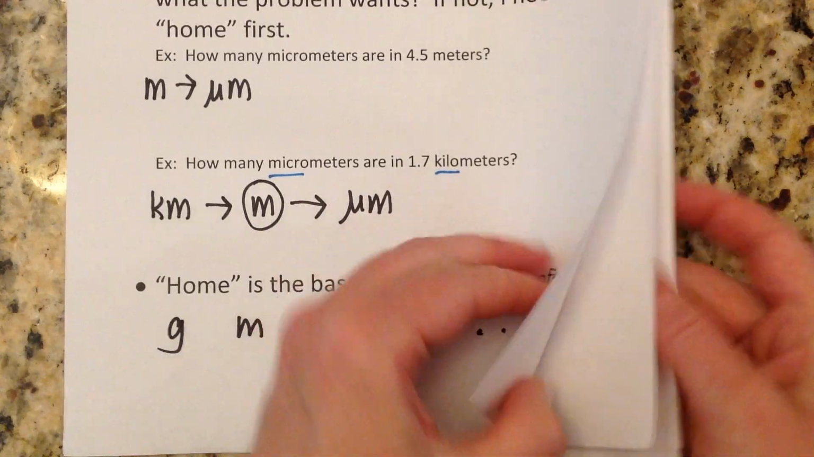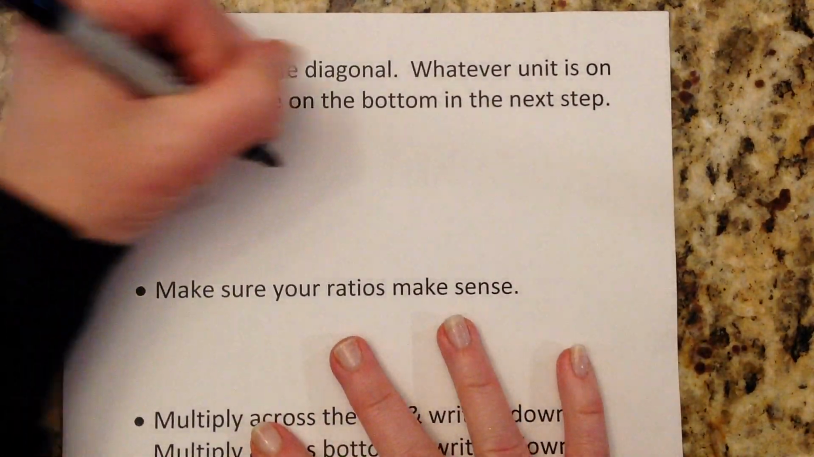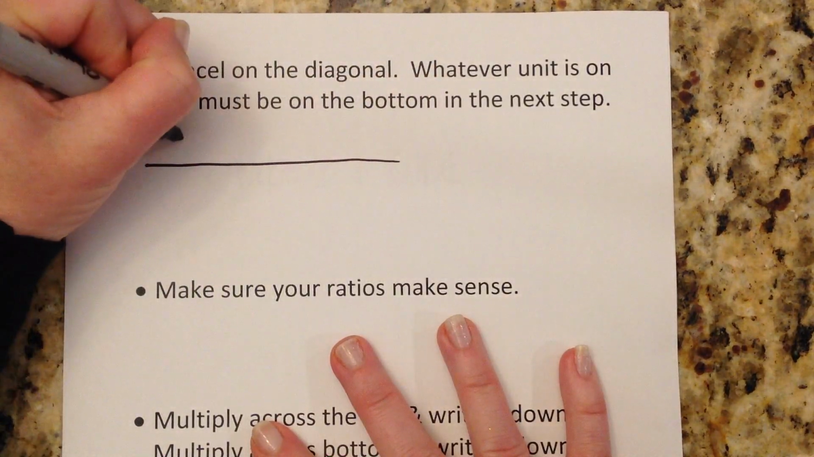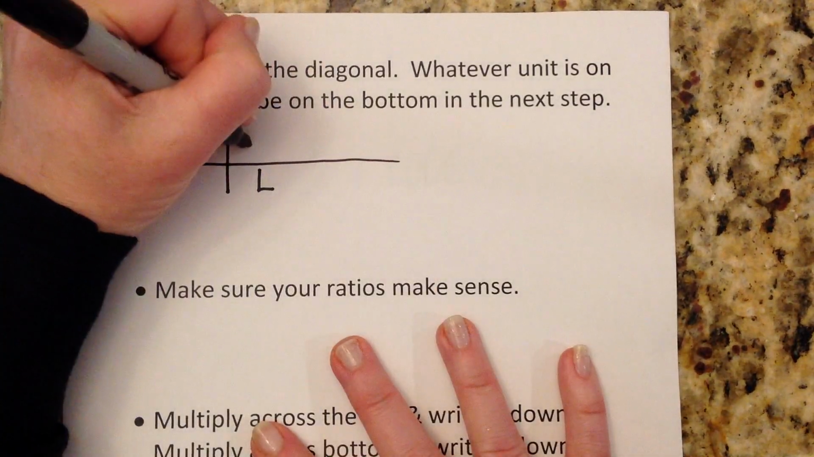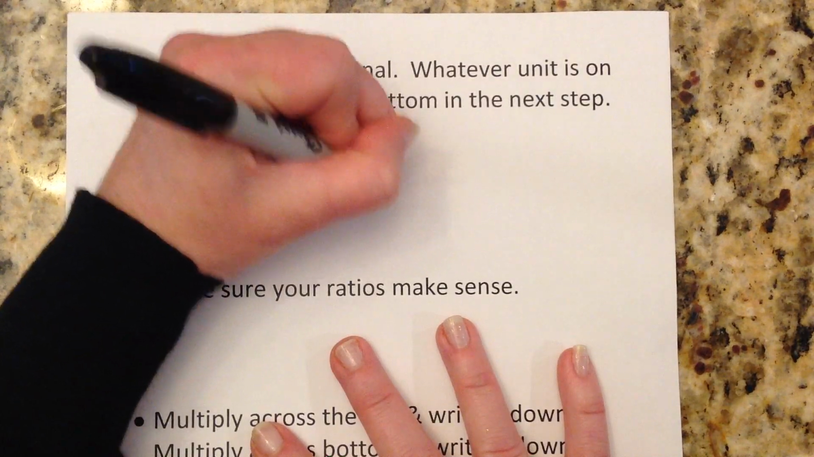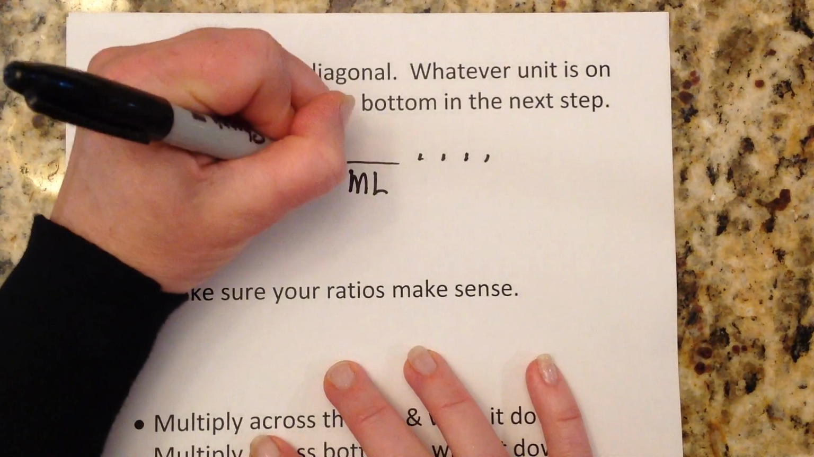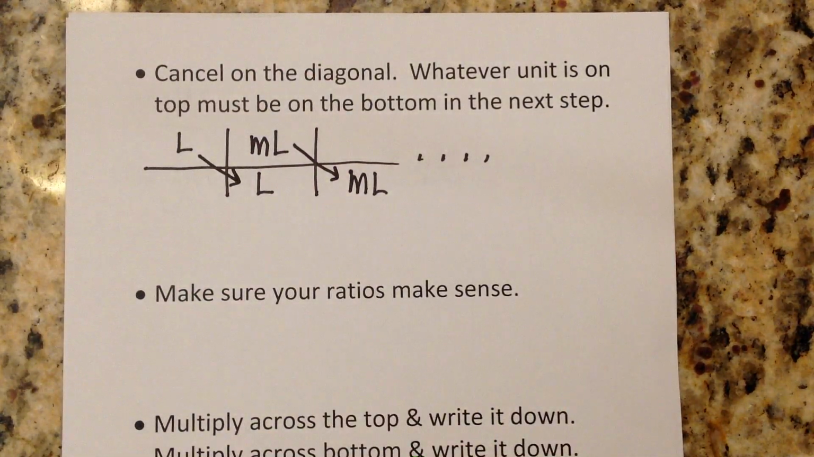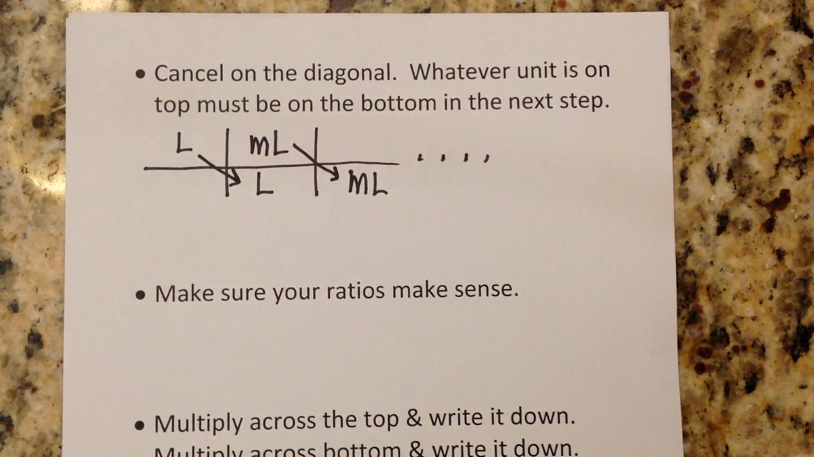Couple other things to remember when you're doing these problems, and this is really good stuff to write down if you're new at this. The name of the game is canceling on the diagonal. If I start off with liters here, liters is going to have to be here. If I have milliliters here, milliliters is going to have to be here. And you could just keep going and going and going. So whatever's here has to be here on the next step. You know you're done when whatever unit on top is what the problem is asking for.